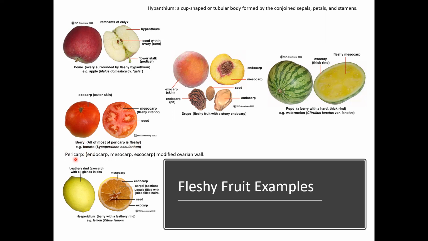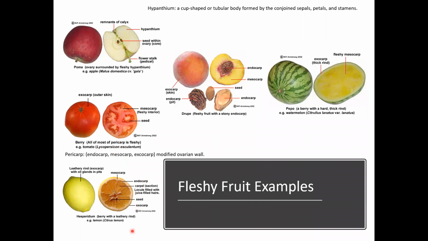Now, the ovarian wall, when it develops into a fruit, has three parts: endocarp, mesocarp, and exocarp. Exocarp is the external most covering. Endocarp is the internal most covering. And in between is the mesocarp, right? So in the pericarp of a tomato, it is the mesocarp that mostly becomes fleshy.